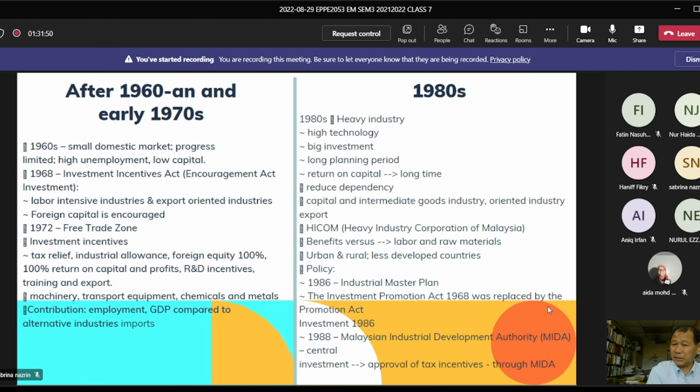So the liberalization that occurred as Malaysia was struggling to recover from the 1985 economic recession. So in that 1986, the year after 85, there was the beginning of liberalization.